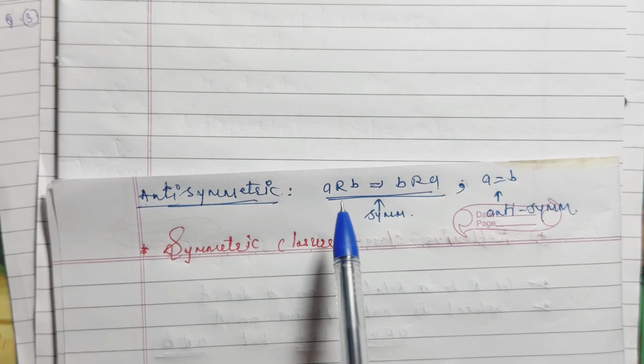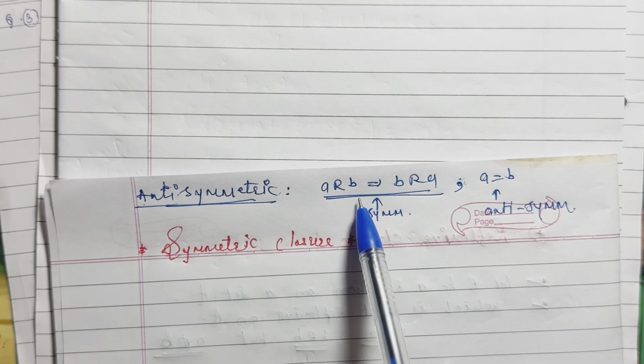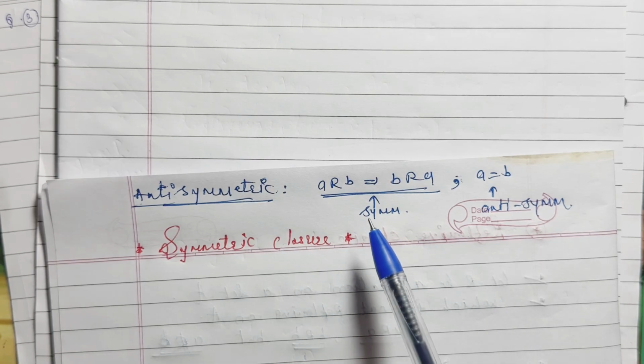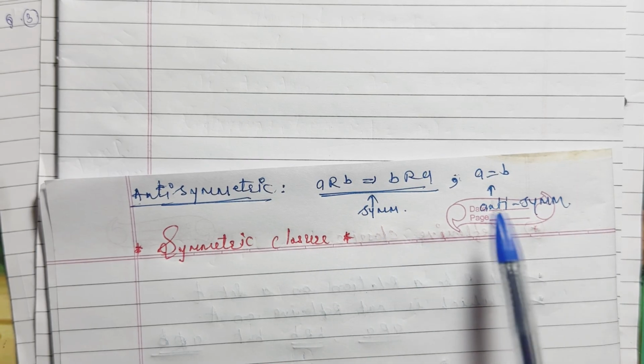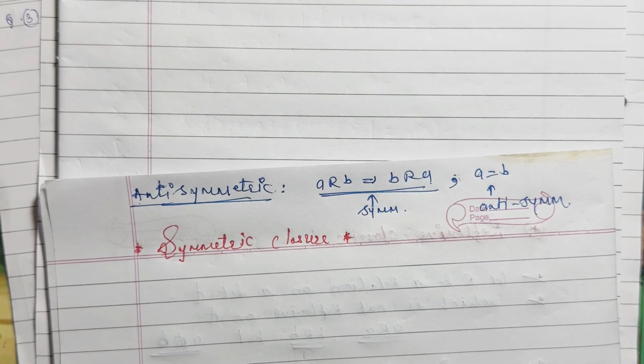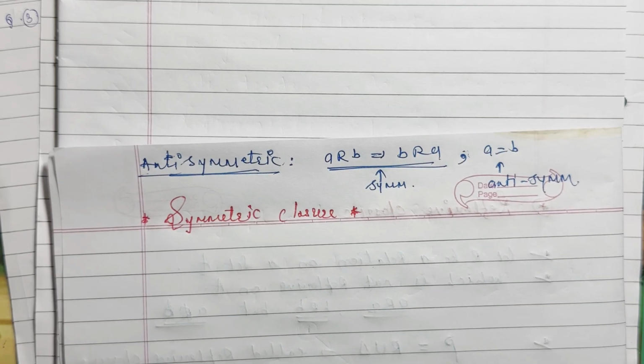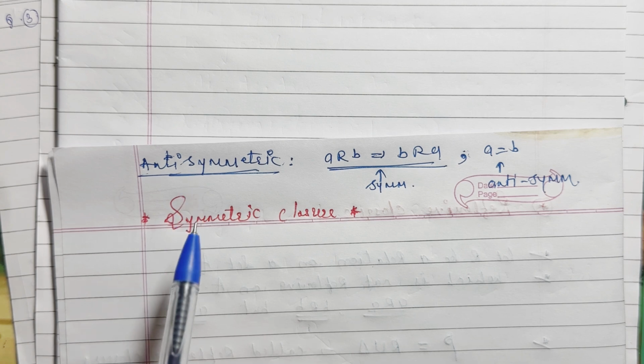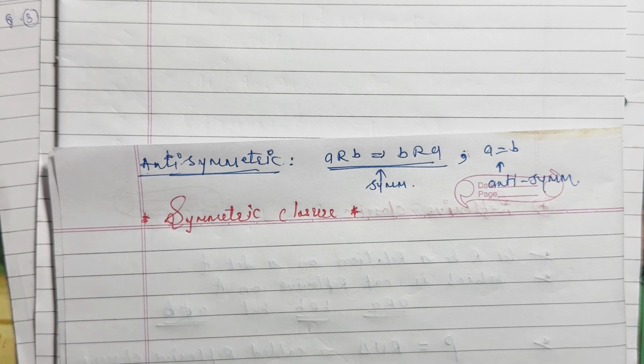Symmetric means A related to B and B related to A, and not symmetric means A related to B but B is not related to A. In this case we write not symmetric. Anti-symmetric means both are related but both should be equal, so obviously that can hold the symmetric property. In a special case we call it the anti-symmetric property. So let's start symmetric closure for today's lecture. I hope you have understood why we apply symmetric closure: whenever a set does not hold the symmetric property, we apply symmetric closure.